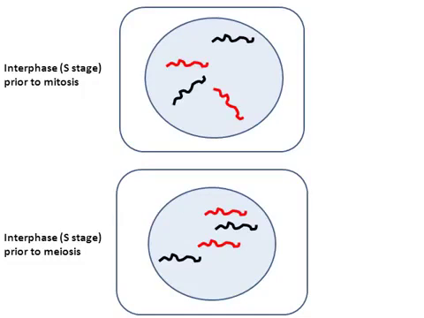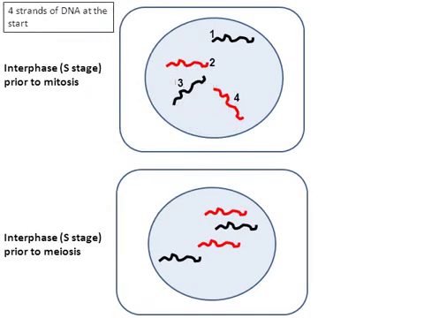So here we have two cells, and the cell on the top will eventually go through mitosis, and the cell on the bottom will eventually go through meiosis. Right now, both of these cells are in interphase. Interphase takes place prior to mitosis, and interphase takes place prior to meiosis. And what I want to do is first count out the amount of chromatin, DNA, strands of DNA that are in the nucleus of these two cells.